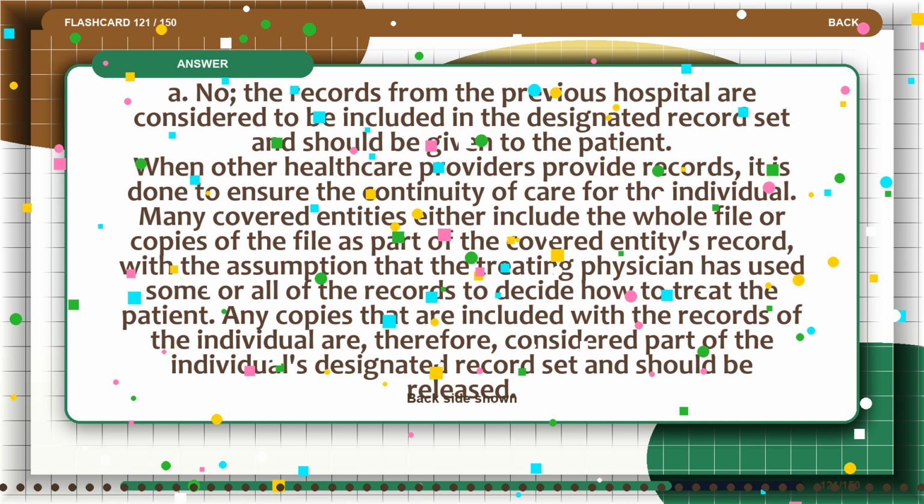individual. Many covered entities either include the whole file or copies of the file as part of the covered entity's record, with the assumption that the treating physician has used some or all of the records to decide how to treat the patient. Any copies that are included with the records of the individual are therefore considered part of the individual's designated record set and should be released.